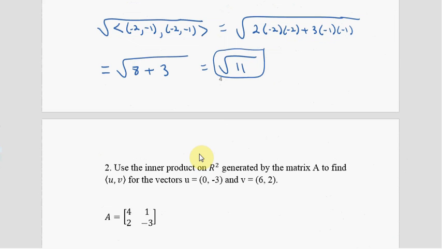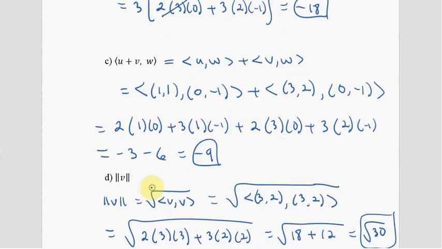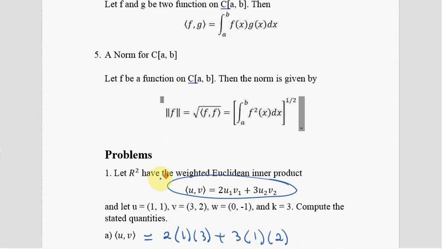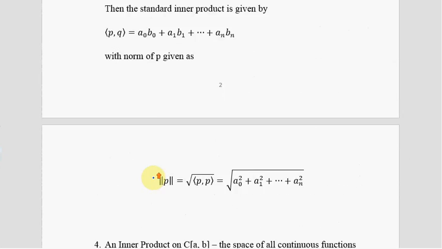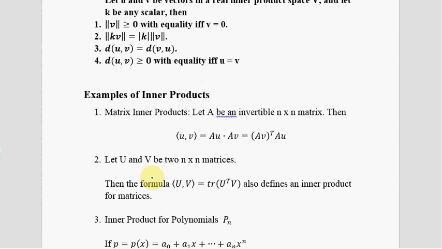Number 2, use the inner product on R2 generated by the matrix A to find the inner product of u and v for the vectors u and v. Here, if I'm given 2 vectors and a matrix and you want to find the inner product generated by the matrix, you have to use this guy right here. So here the inner product of u and v would be AU dot product with AV, or the transpose, right?